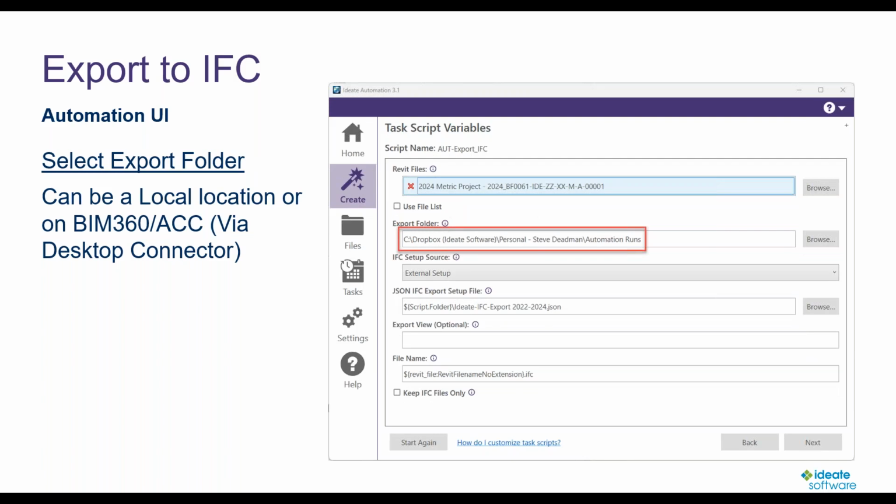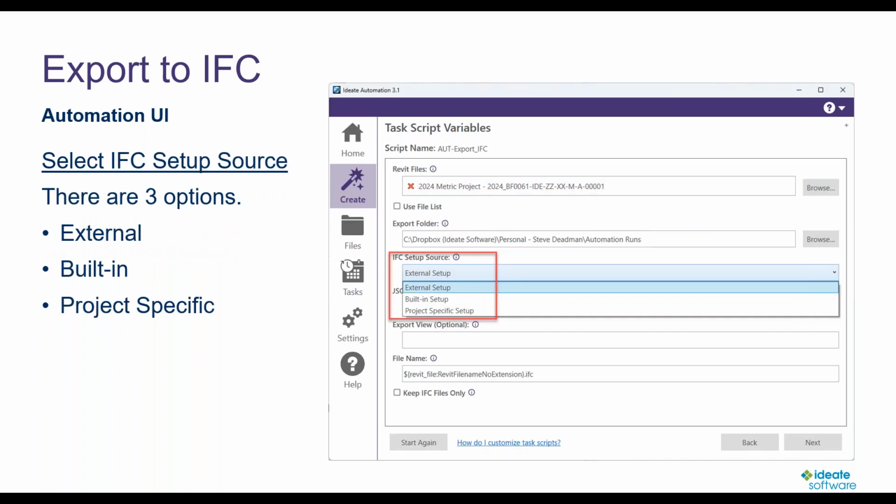Export locations: this might be local on your machine, or we can save to BIM 360 or ACC via your desktop connector, so you can save your IFCs in either of those locations.